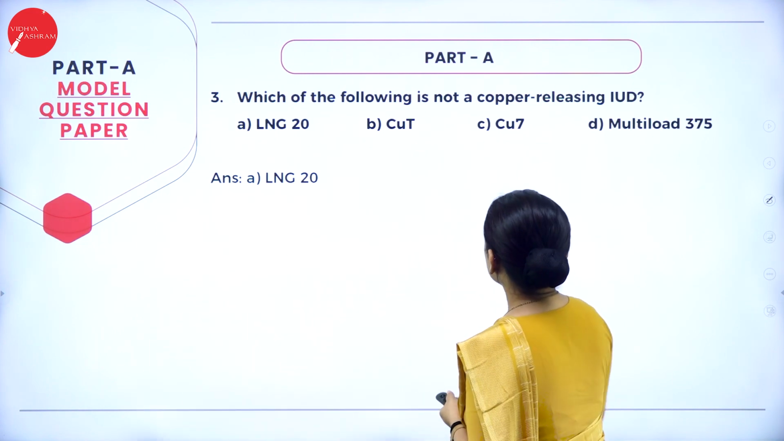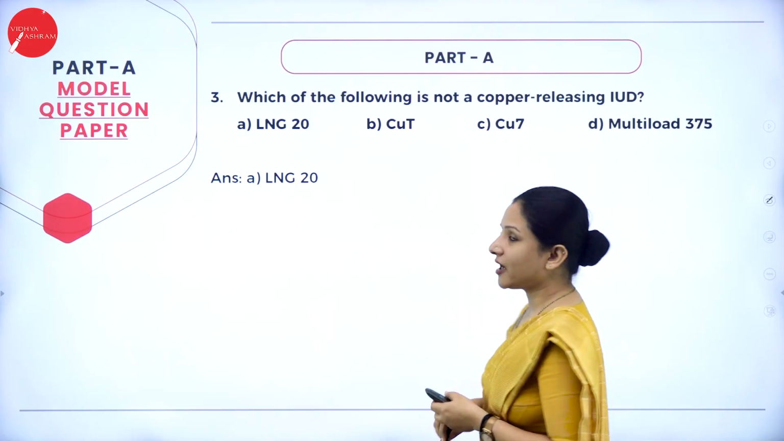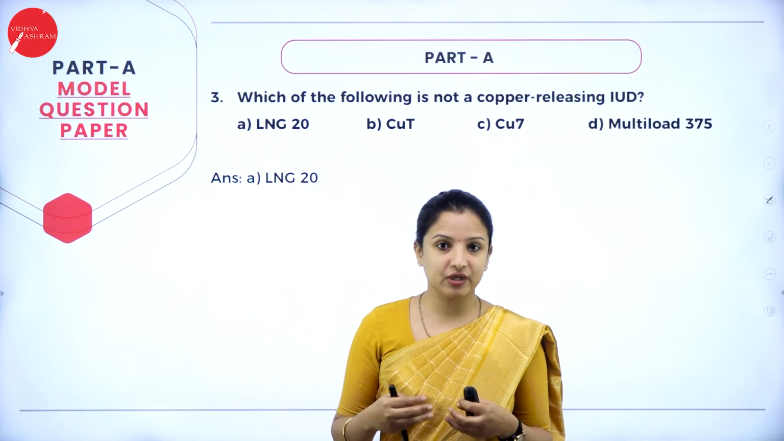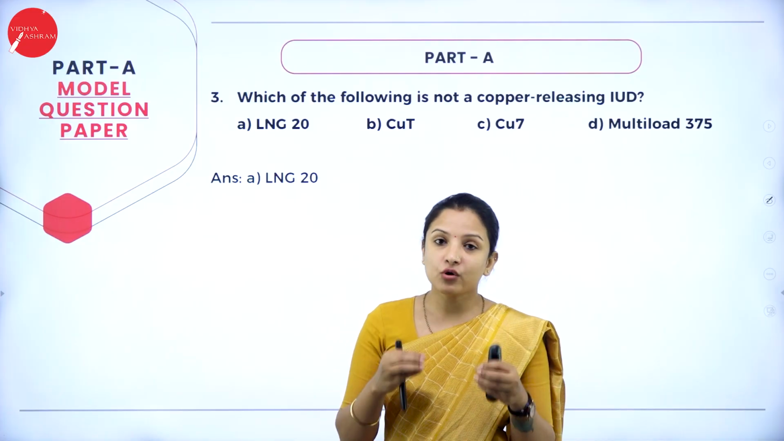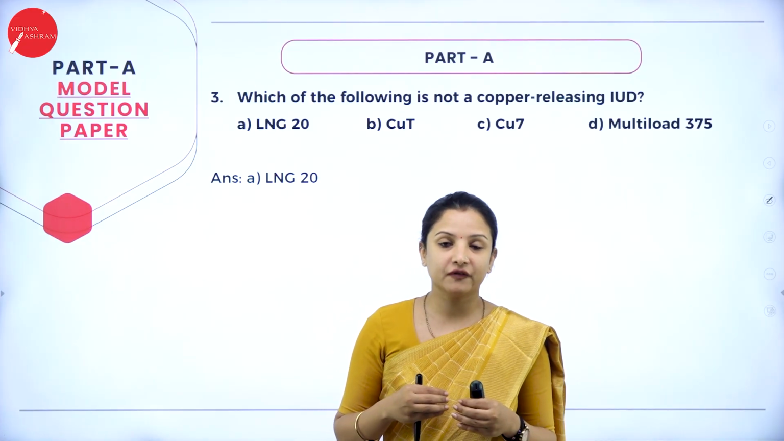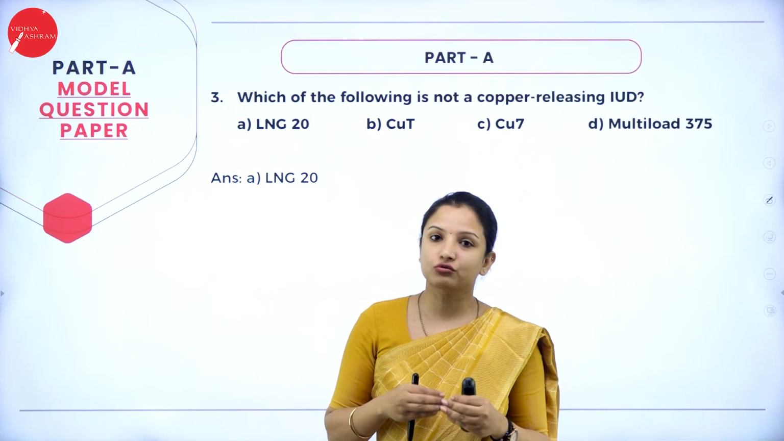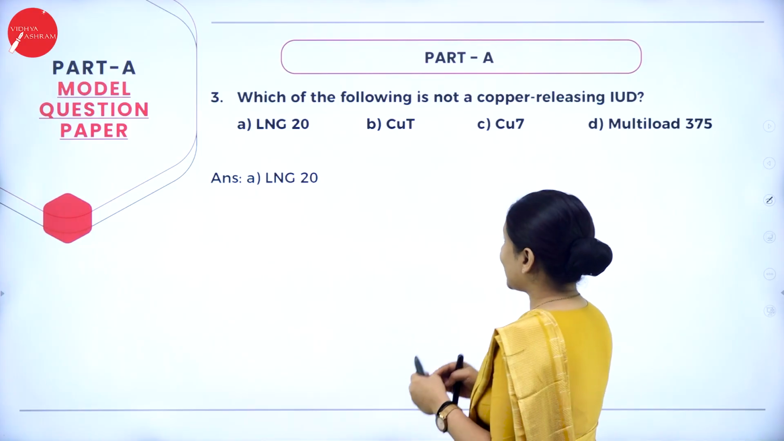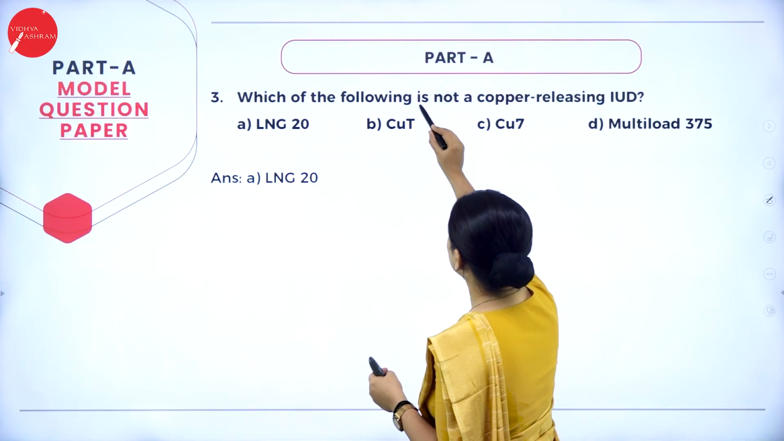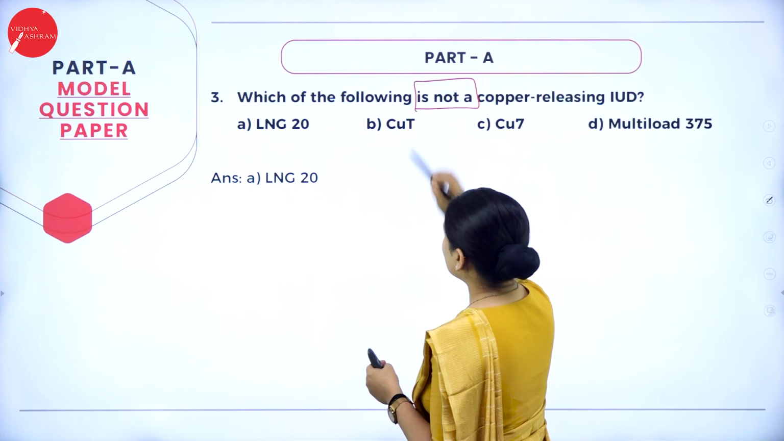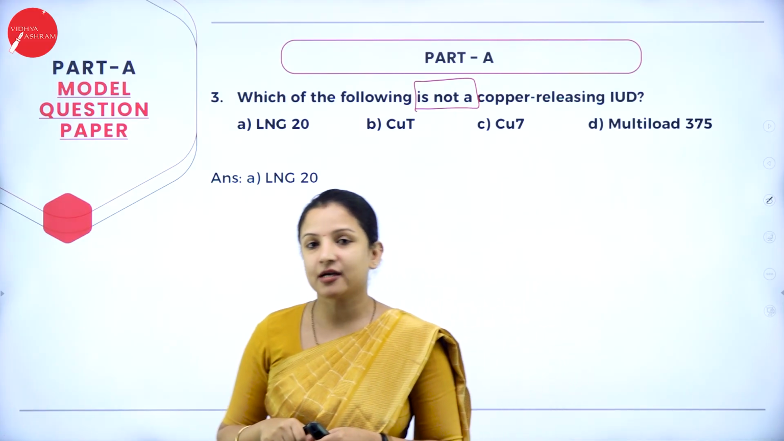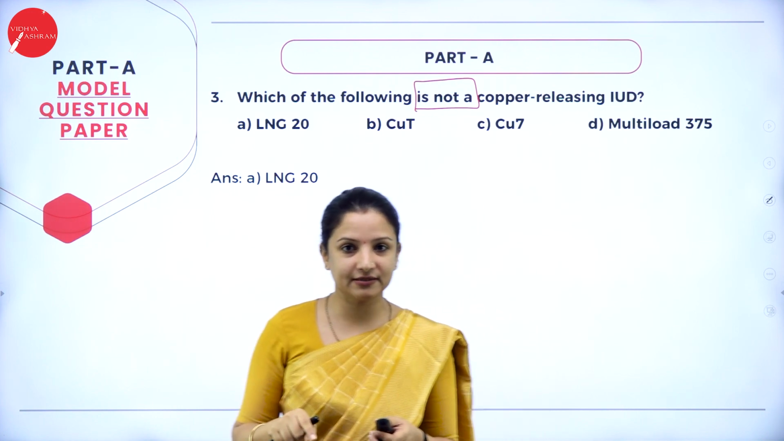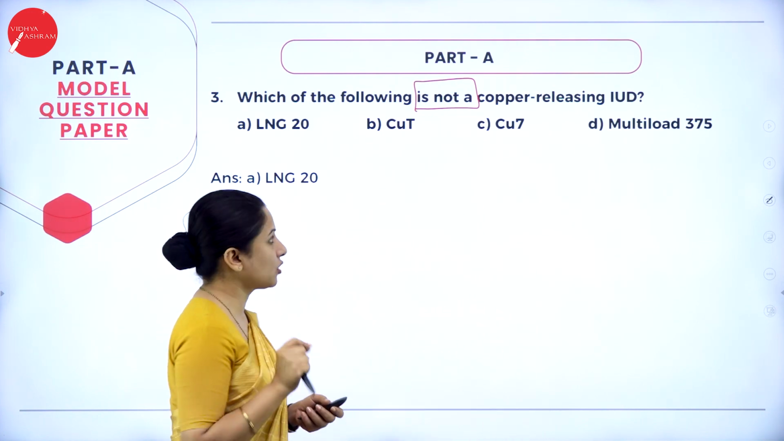Which of the following is not a copper releasing IUD? So what most of the students do is, you get panicked when you read the questions in the exam. More than the answer that you think of in the exam, you have to read the question 2 to 3 times at least, because see here the question is quite tricky. It states that which of the following is not a. Are they asking for a copper releasing IUD example? No. They are asking for which one is not a copper releasing IUD. So be careful while reading the question.